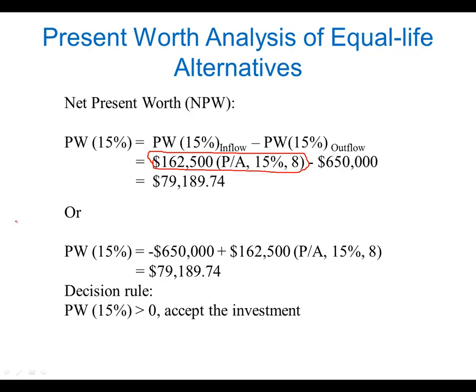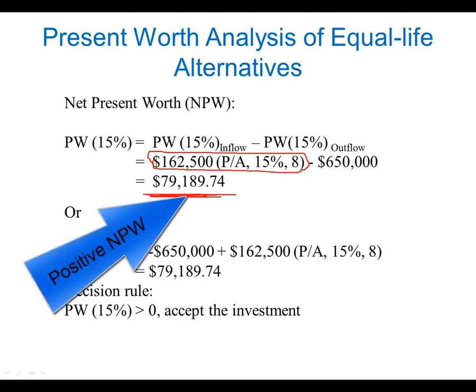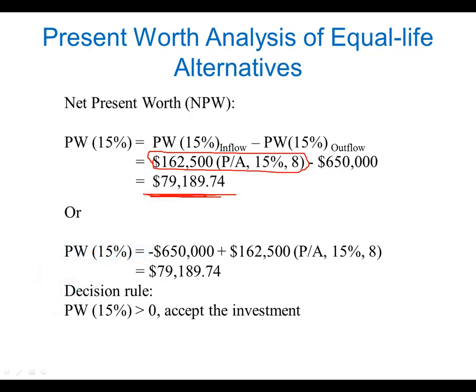Since the project over 8 years will end up providing a positive net present worth, then the decision will be to go ahead and accept this investment. If this was negative, that means I'm losing money. My target was 10 years, but I'm still losing money, then that will be rejected. And this is how we judge the investment, whether we go with the investment or not.